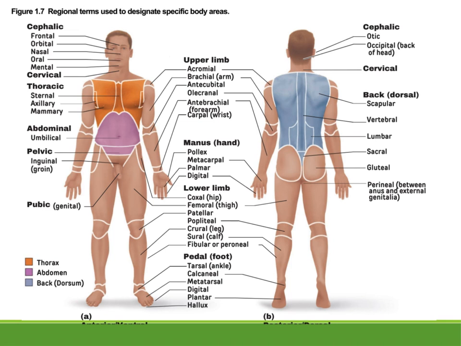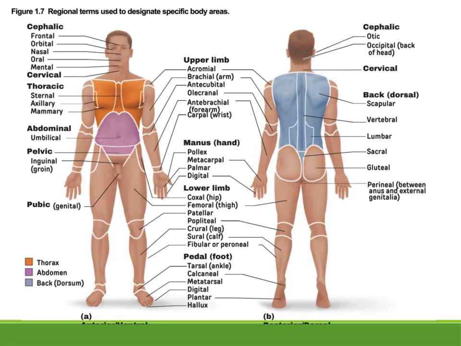So mental, chin. The whole neck region is cervical, not just the front, but also the back of the neck. So we can actually go over to the image on the right and finish up with the head. Your ear is otic, and the back of your head, kind of where you feel that bump, so just below that, is the occipital part of the head.